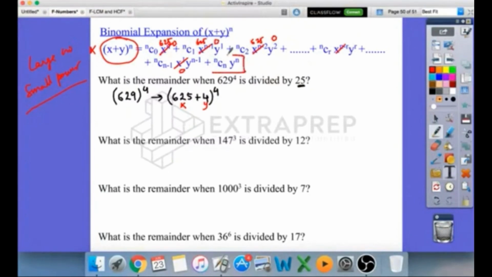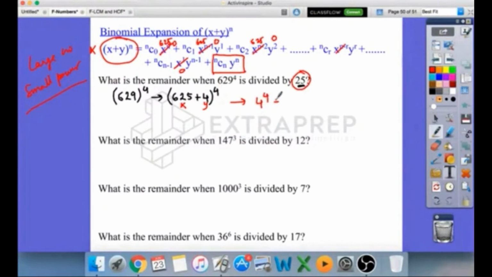So where would you get a remainder? Only at the last term. And what's the last term? nCn is 1. Y power n is 4 power 4. Only this is left. All the other terms you will get the remainder as 0. I hope you're catching up. Since every term where x is there is cancelled, you will have to look for the term where x is not there. So what is left? Y power n, 4 power 4. This you'll have to divide by 25.